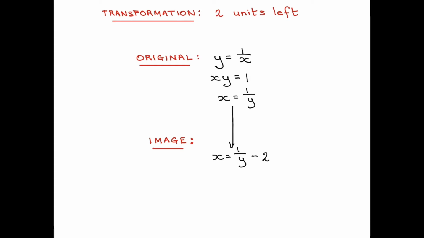Our image equation is written with x as the subject, so we will now rewrite it with y as the subject. Add 2 to both sides, multiply both sides by y, and then divide both sides by x plus 2. And there's our image equation written with y as the subject.